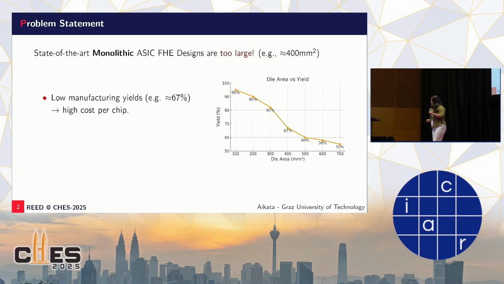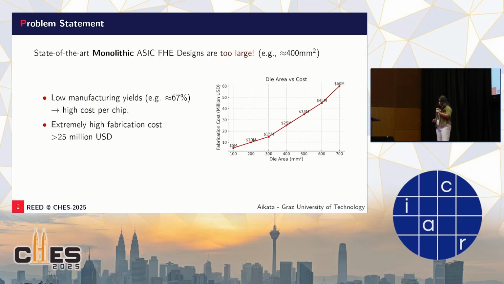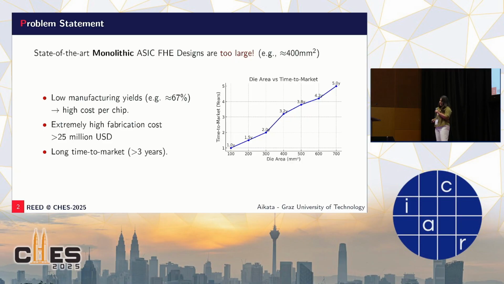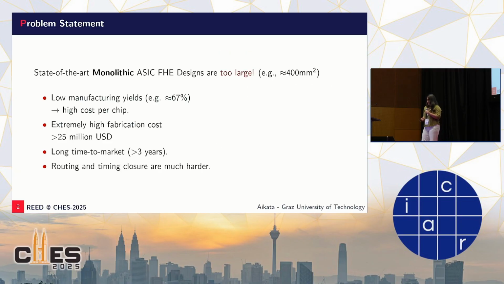For example, at 100 millimeters square, the yield is 95%. But when you go to 400 millimeters square, the yield decreases to 67% only. And this, in turn, increases the cost per chip. Such large chips also have extremely high fabrication cost and long time to market, almost more than 3 years. Routing and timing closure are also a lot harder on such large chips. So at this point, we ask ourselves the question, what's the way to go forward from here?